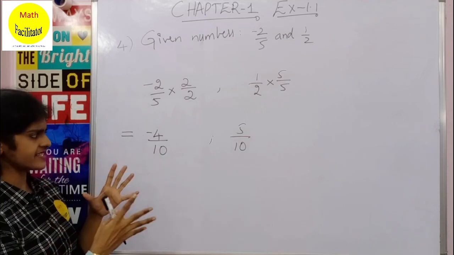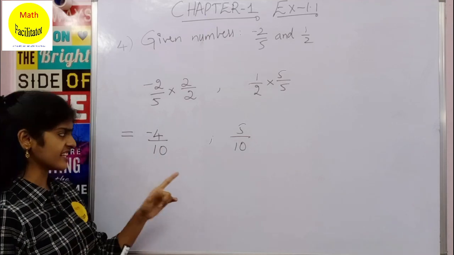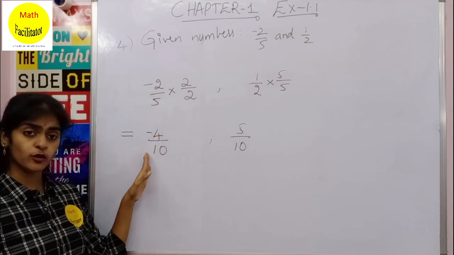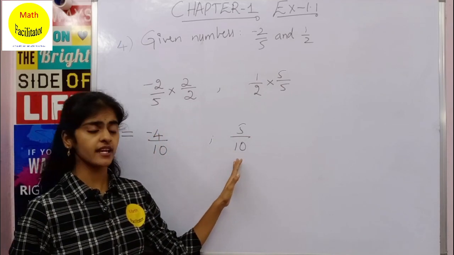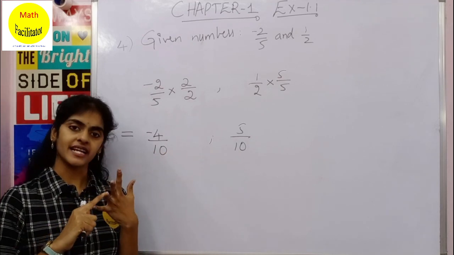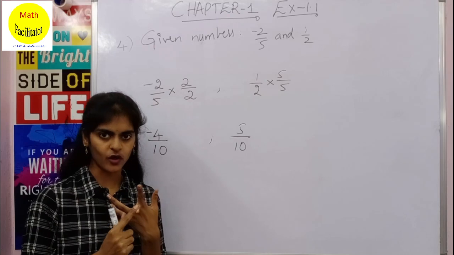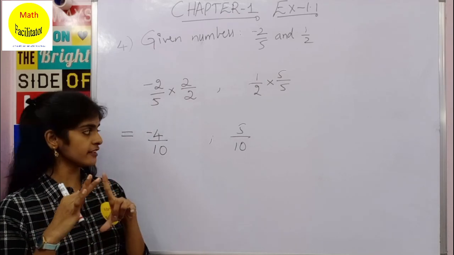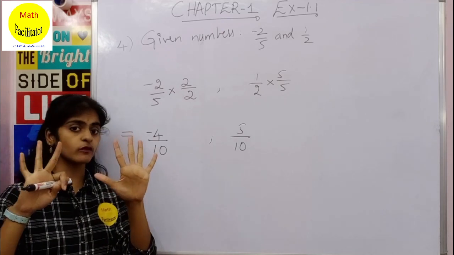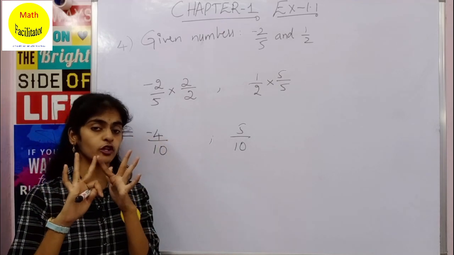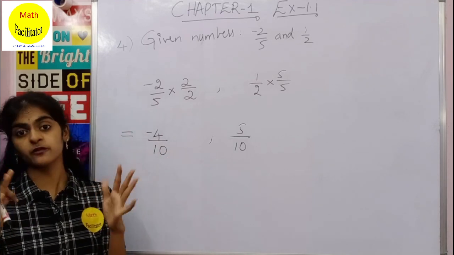Now let us just see whether we can insert 10 rational numbers between these two numbers. So here you have minus 4 upon 10 and 5 upon 10. Between these two numbers you will have minus 3 upon 10, minus 2 upon 10, minus 1 upon 10, 0, 1 upon 10, 2 upon 10, 3 upon 10, 4 upon 10. So that means you have only 8 numbers. You have 5 upon 10 here, so we'll stop only till 4 upon 10, so you have only 8 numbers, but we need 10.